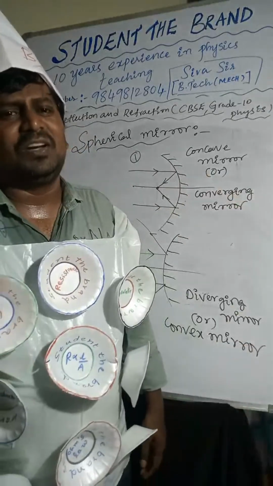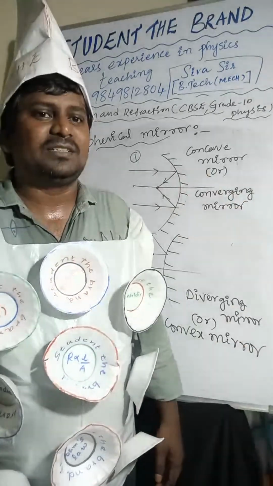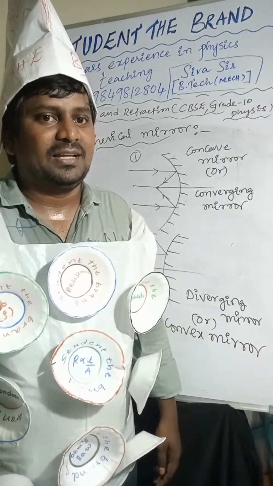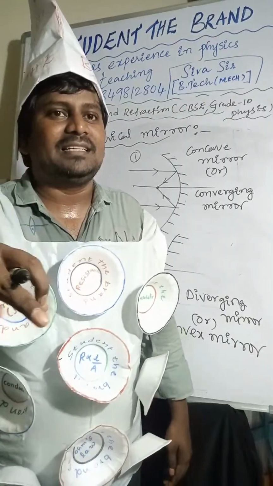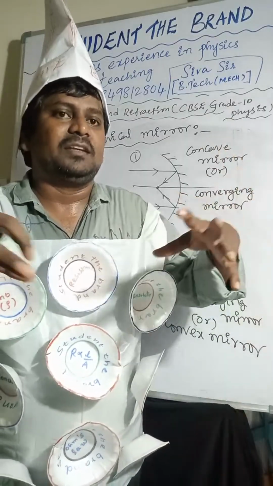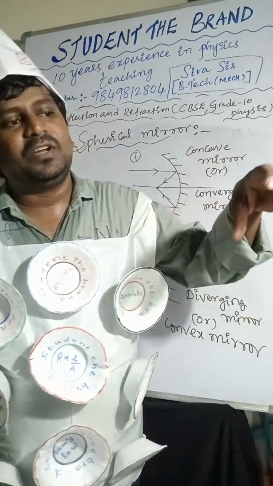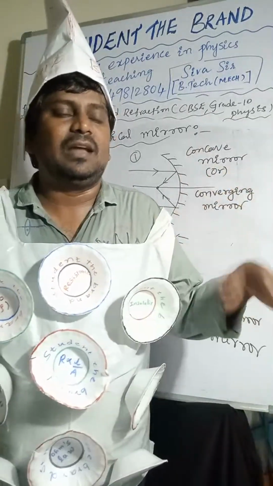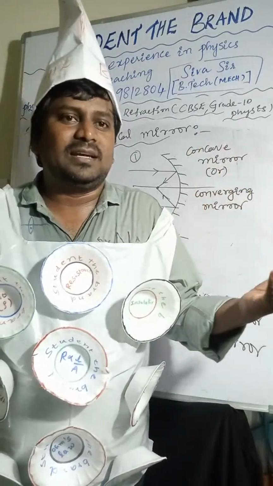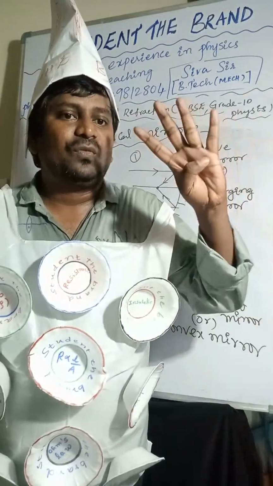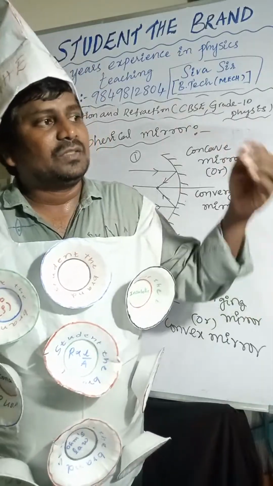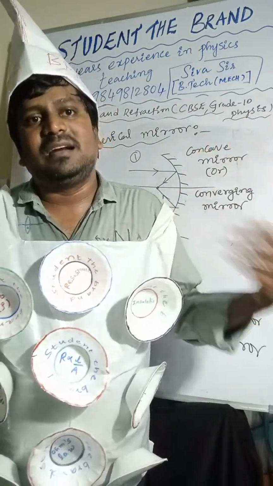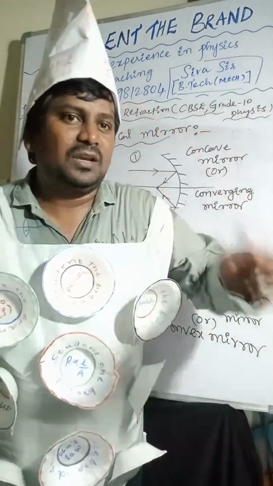Kirchhoff's laws, only two laws are there, junction law and loop law. I will tell simply. Junction law is nothing but the sum of the current moving towards the junction is equal to the sum of the current moving away from the junction. That is junction law. Loop law has 4 points, according to the battery, the resistor, and the current direction. So we will take 3 points.